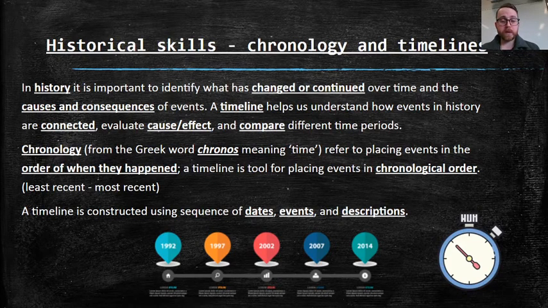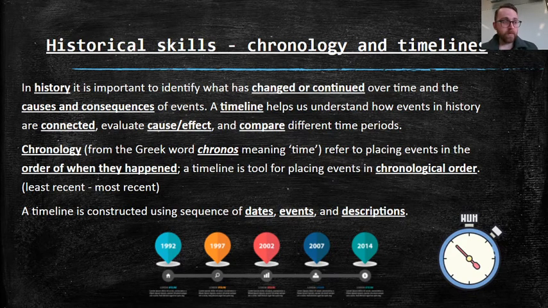A timeline is constructed using not just a line. You need a sequence of dates, obviously, to put on your timeline. And you also need events to put on your timeline. You can't just write down random numbers. You need dates and the events that occurred on that date. So Johnny had a birthday, blank. Johnny bought a new car, blank. And you also need event descriptions.